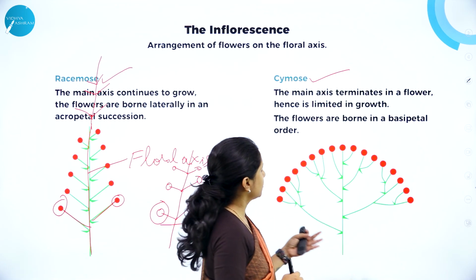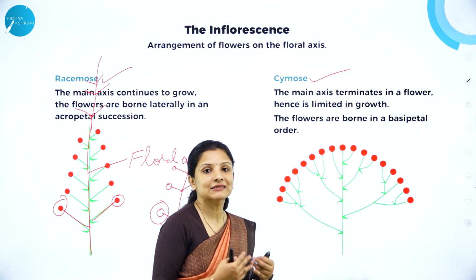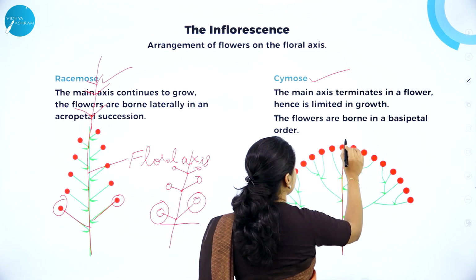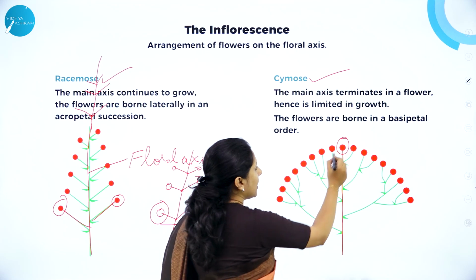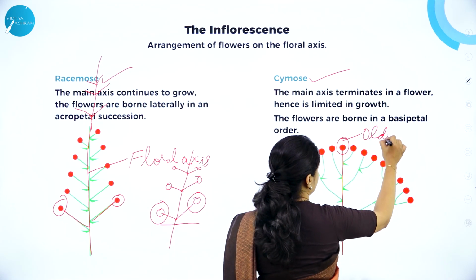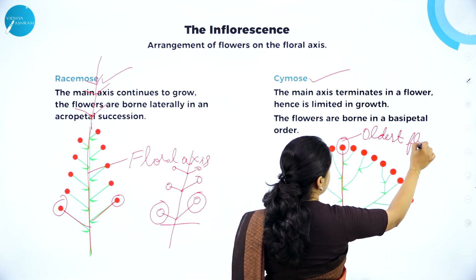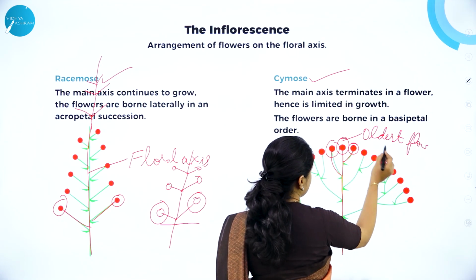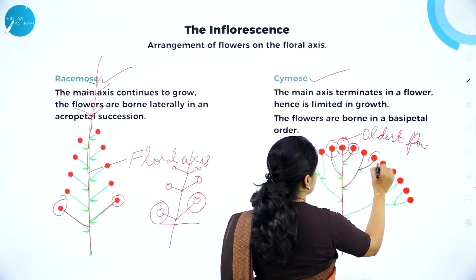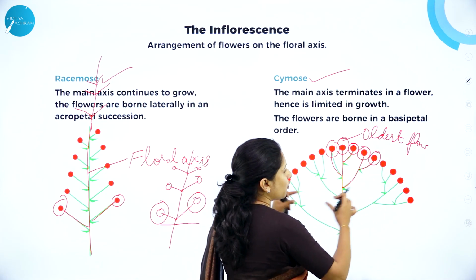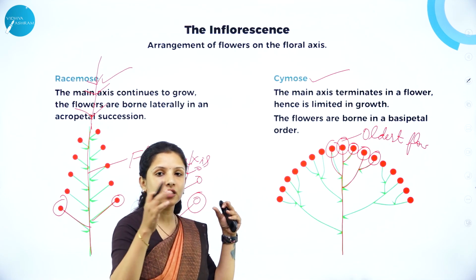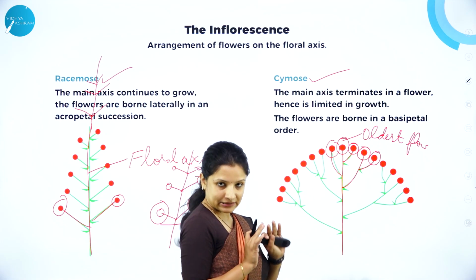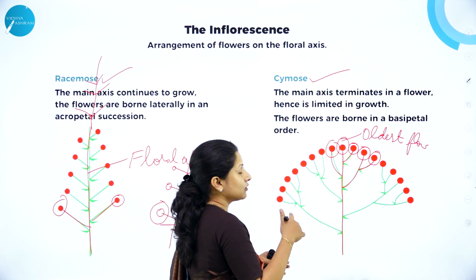Now moving on to cymose inflorescence. Cymose inflorescence has limited growth because the main axis, as you can see here, it first terminates in a flower, and this will be the oldest flower later on. And the young flowers will keep on developing. Next it will form one more flower which will be the next flowers, next again next flowers. So each floral axis that is formed will keep on terminating with the flower, and the floral axis will not extend further. Why? Because, or it will not grow further.